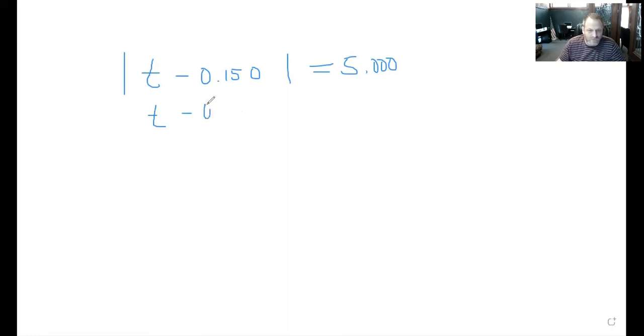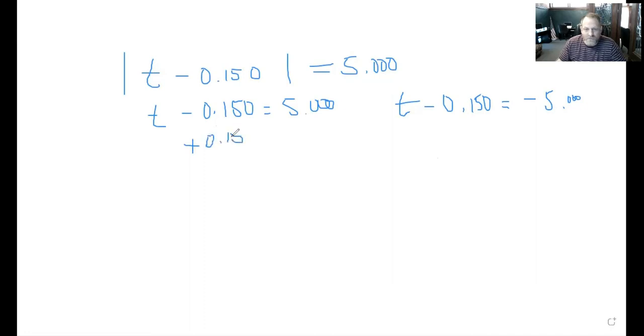So T minus 0.150 equals 5.000. All right, now let's go over this way. T minus 0.150 equals minus 5.000. Sorry, guys. All right, this whiteboard. So let's get rid of this 0.150 and get that T by itself and do it to both sides.